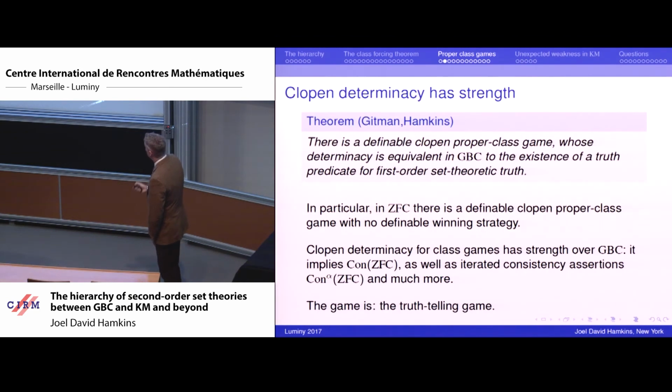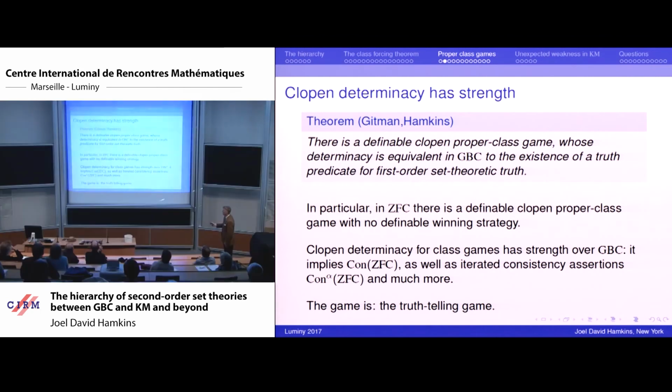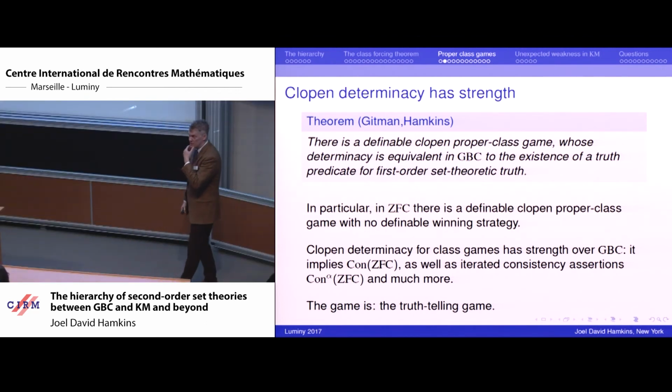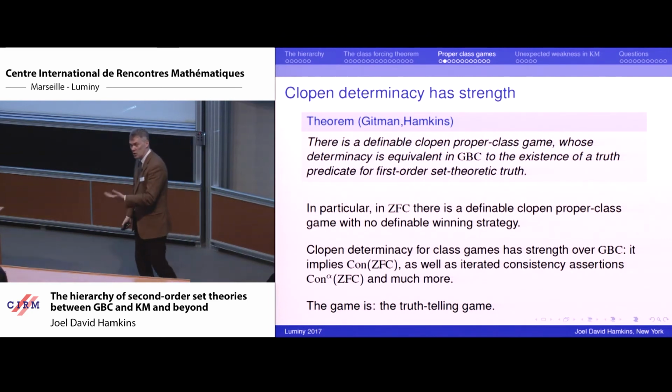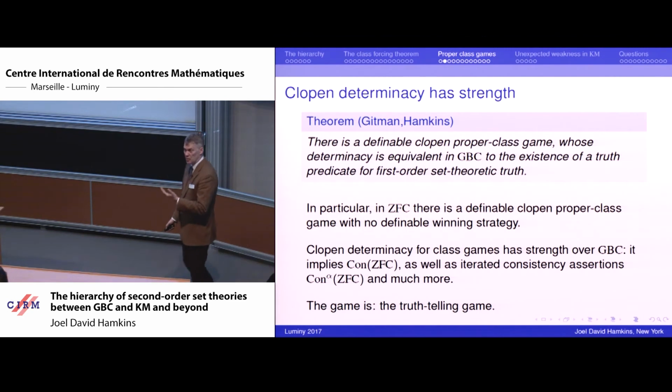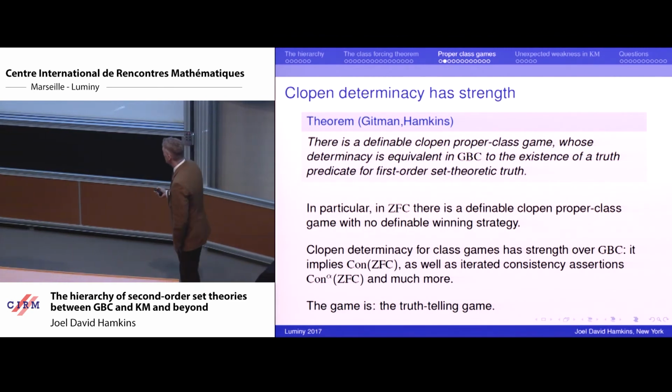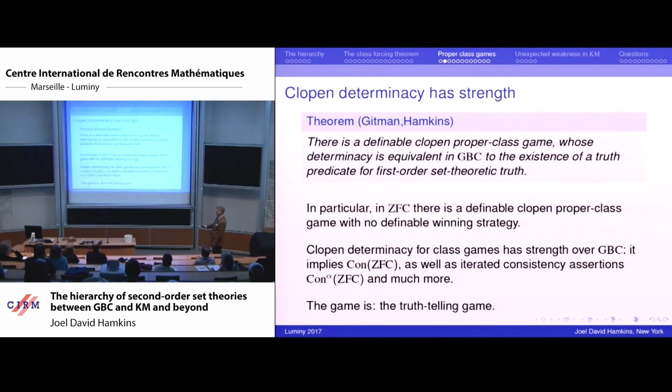Okay, so the situation, just to jump right to it, is that there's a definable clopen proper class game whose determinacy, so it's clopen, but if it's determined, that's equivalent to the existence of a truth predicate for first order truth. So in particular, you can't prove clopen determinacy in GBC because you would be proving the consistency of GBC. Also, in ZFC, there's a definable clopen game with no definable winning strategy for either player. So clopen determinacy has strength. It implies Con(ZFC), because the existence of a truth predicate implies Con(ZFC) and iterated consistency and so on.